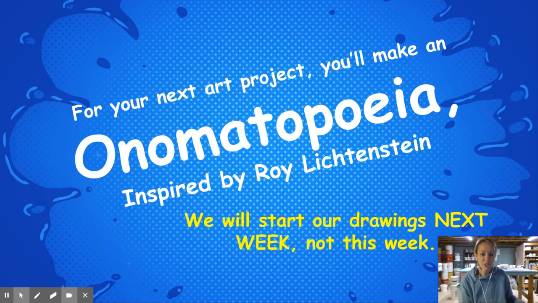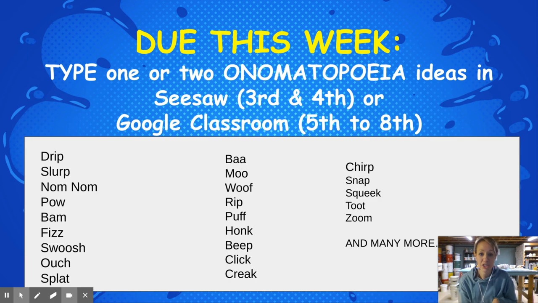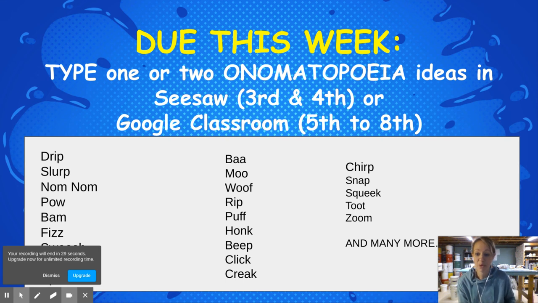Okay, so for your next art project, you'll be making an onomatopoeia inspired by Roy Lichtenstein. You're not making this today. We're going to start the drawing next week. Next time we have art, I'll give you all the instructions. You do have an assignment for today. Your assignment is just to type the word that you think you're going to do. You could even type two or three words that you like. You can always change your mind when you actually do the project, but I want you to start thinking about what you want to do.